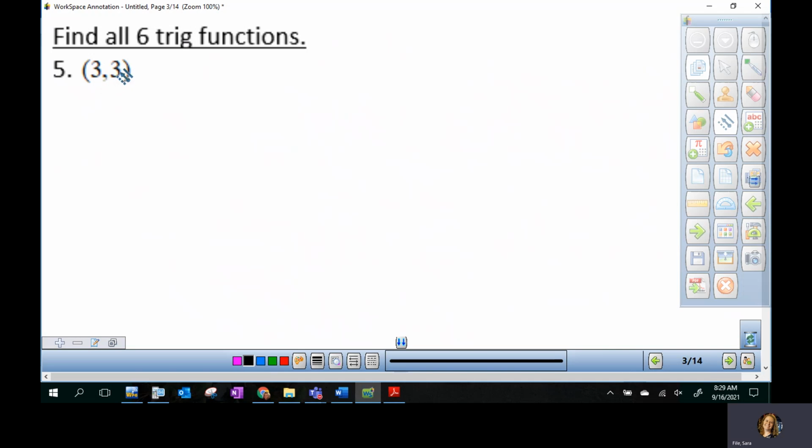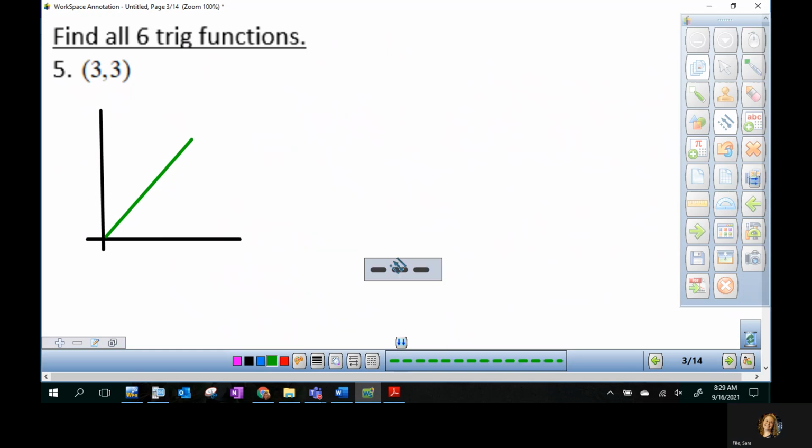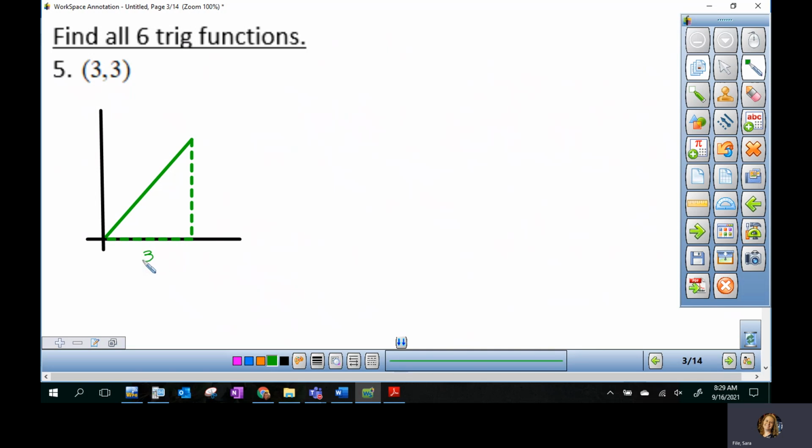Where's 3, 3? What quadrant? Okay, so positive, positive, right 3, up 3. So then I create a right triangle with the vertical, which is the y value, and the horizontal, which is the x value. So I went over 3, up 3 to get to this point, 3, 3. Does that make sense?